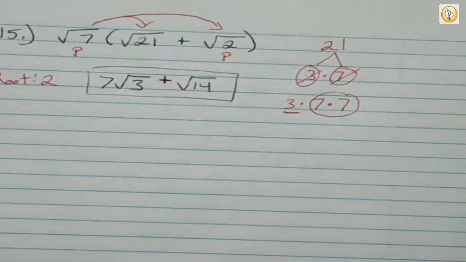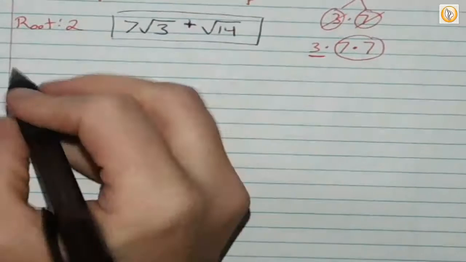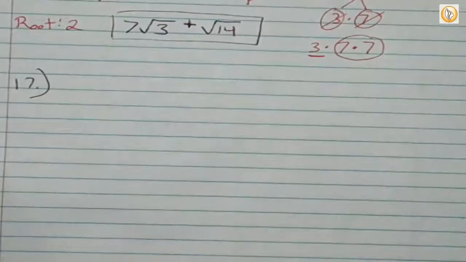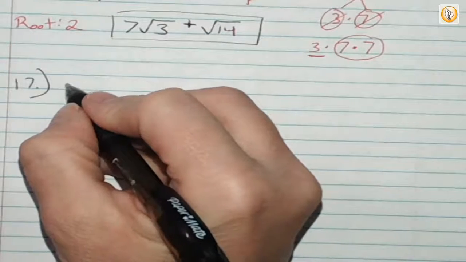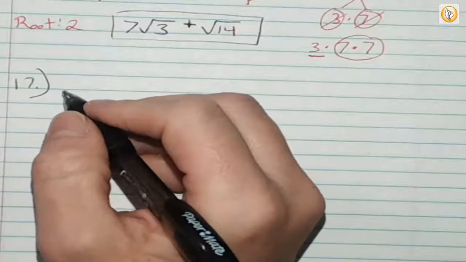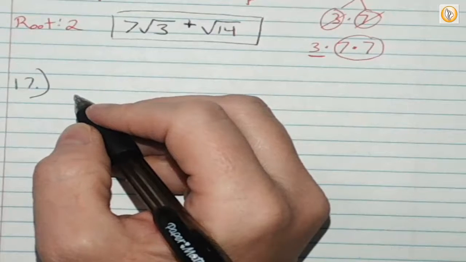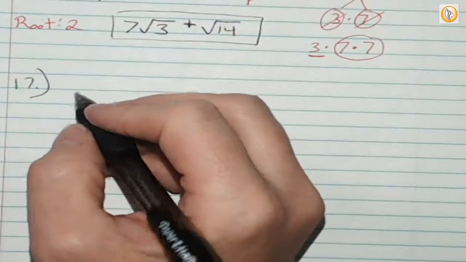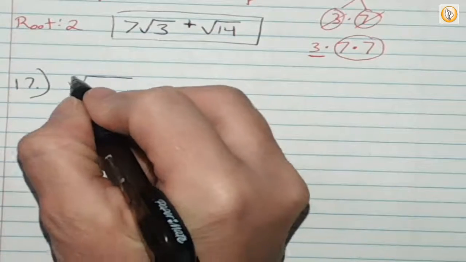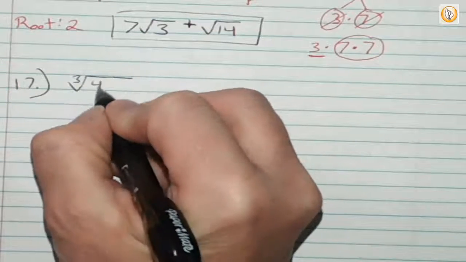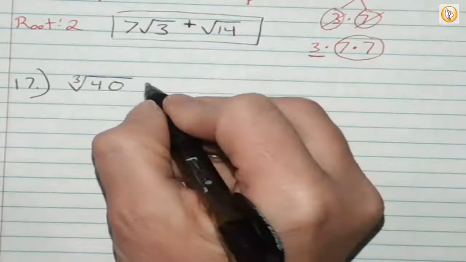All right, I got 2 more. Look at 17. Good job, Franz. All right, we're still simplifying, assume that all variables are positive. Did I do variables? Yes, I did. 17. Oh, look at that. I have a 3 for a root.